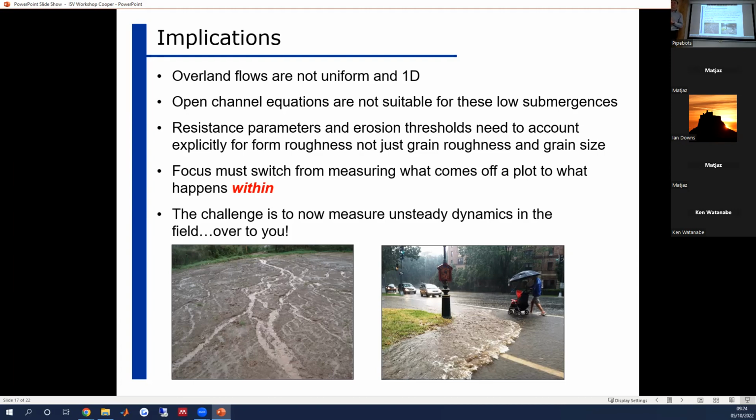Right. Any questions while the next speaker is setting up? It's Guillaume. Yes, thank you for this presentation. I have a question about the measurement of the microtopography. Do you do it at different times during the rainfall simulation, or was it at the beginning and at the end?